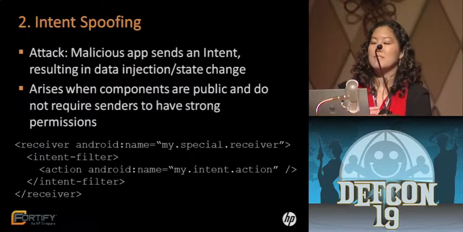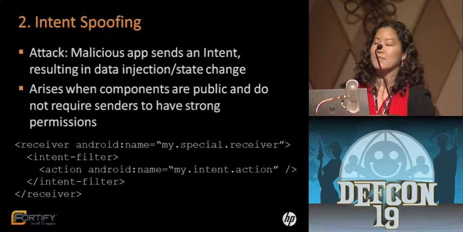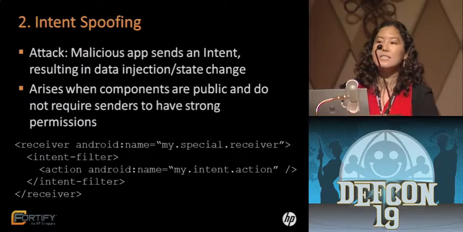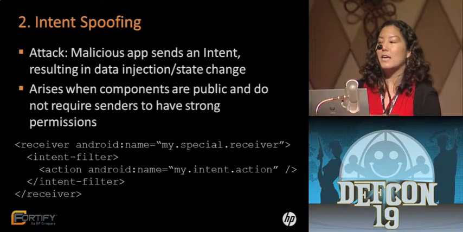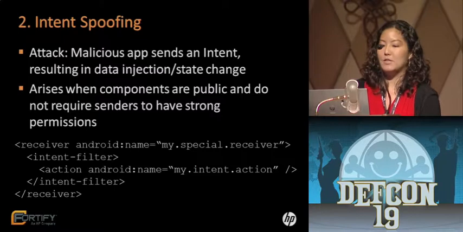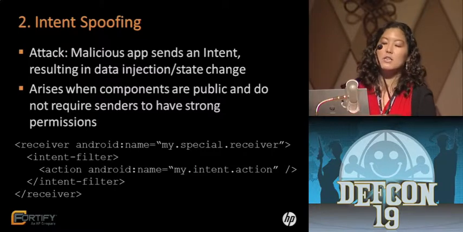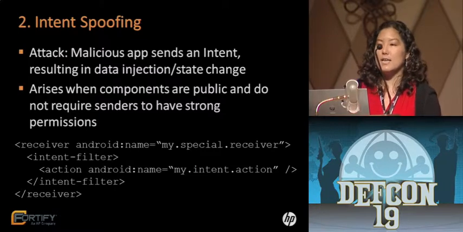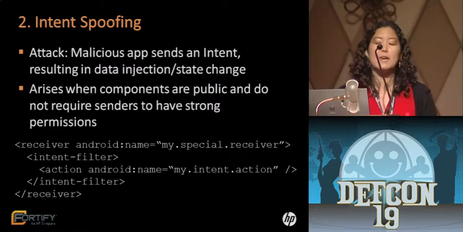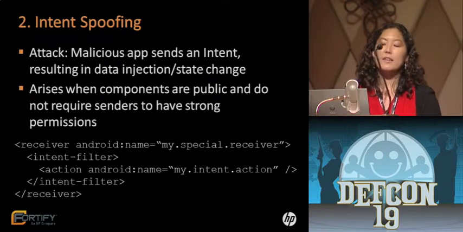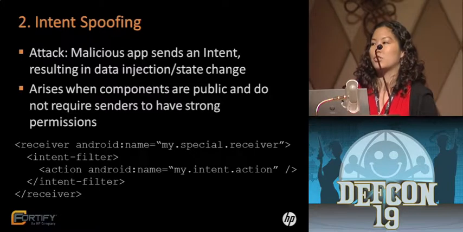Okay. So the second vulnerability we have is intent spoofing. In this attack, the malicious application is sending an intent into a legitimate application. If the legitimate application just trusts the intent and uses the data in it, then that would result in data injection. If receiving that intent will change the state of the application, that can also occur. This problem arises when components are public and they don't require the senders to have any strong permissions.